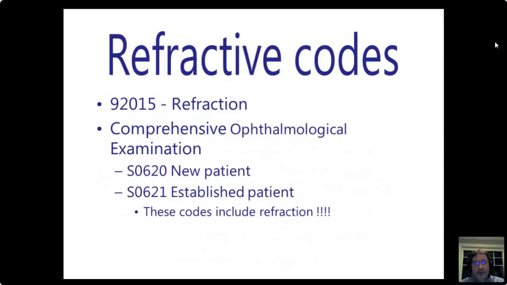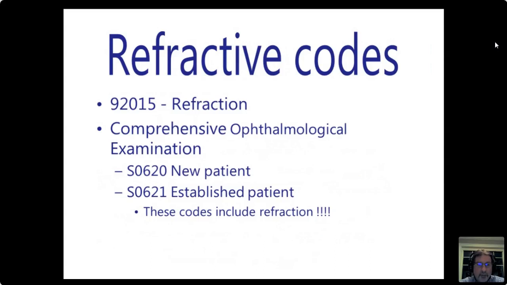Next, we'll talk a little bit about the refractive codes. I already alluded to some of this, and 92015 is the refraction. That's a separate billable service that is not included in a 92014 or a 92004. So if you're doing a refraction on a patient, you definitely want to bill that as a separate billable procedure. Generally, most medical plans won't cover that. Some do, but most don't. Medicare definitely doesn't. So that's something you would have to collect from the patient directly, and they would generally have to pay for.